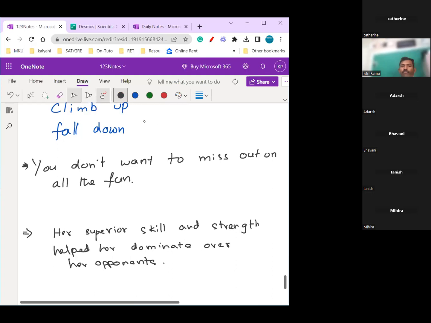So definitely, I think on the first sentence, you don't want to miss out on all the fun. So obviously, I can eliminate "out on" across this. You don't want to miss all the fun. So that makes more sense, right? You don't want to miss all the fun. So that is totally good. You don't need "out on" in there.